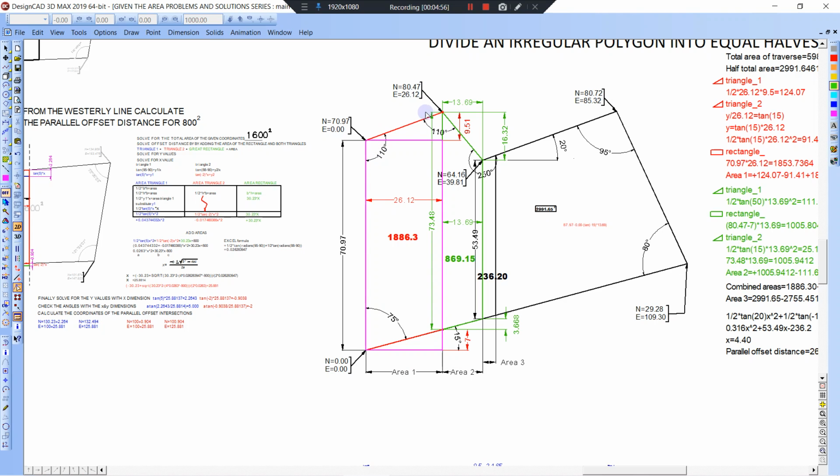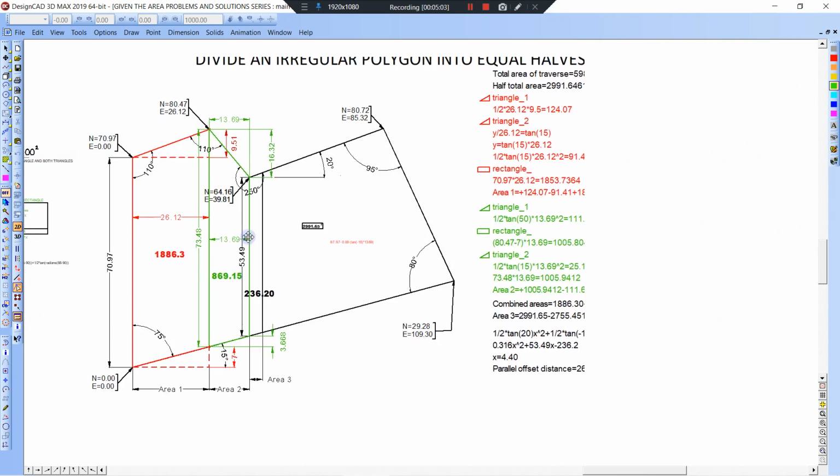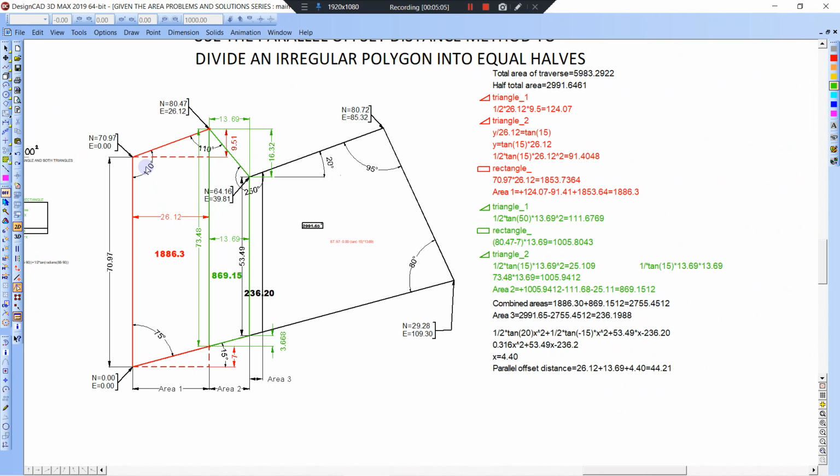This triangle is added to it, and this triangle here is subtracted from it. Here we have 110 degrees minus 90, so we end up with positive 20. Triangle 1 is 1/2 of 26, and we have this dimension. We don't have to calculate this. I'm skipping a little bit, but let me finish my thought. We're just going to solve for this area.